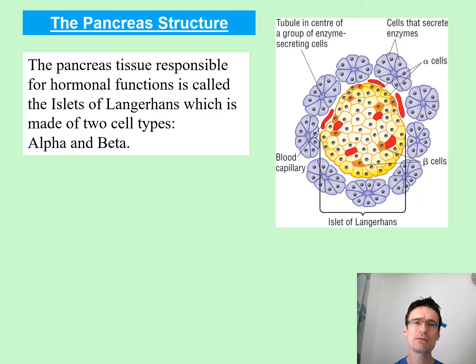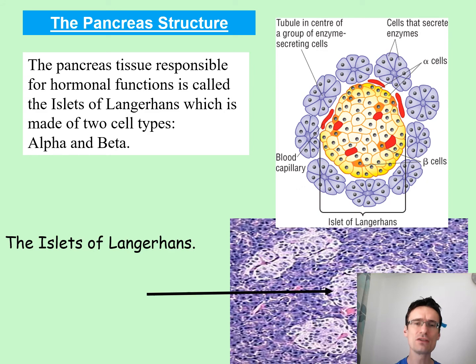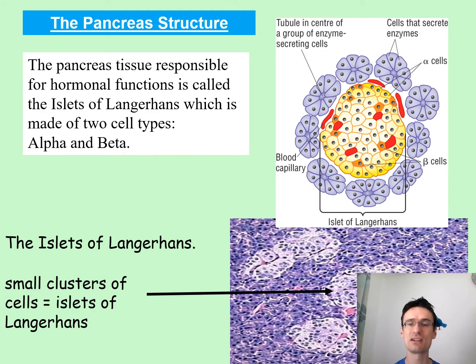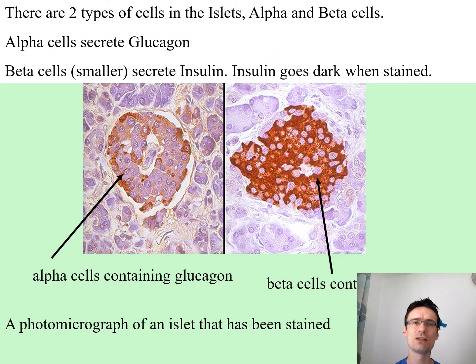What about the pancreas? Well, the pancreas is made up of tissues called the islets of Langerhans, and they're made up of two cell types. So if you're asked to name the tissues that make up the pancreas, it's the islets of Langerhans. If you're asked to name the cell types, it's alpha and beta cells. And you need to know the difference between these two cells. So first of all, we've got the tissue called the islets of Langerhans. Let's have a look a bit closer.